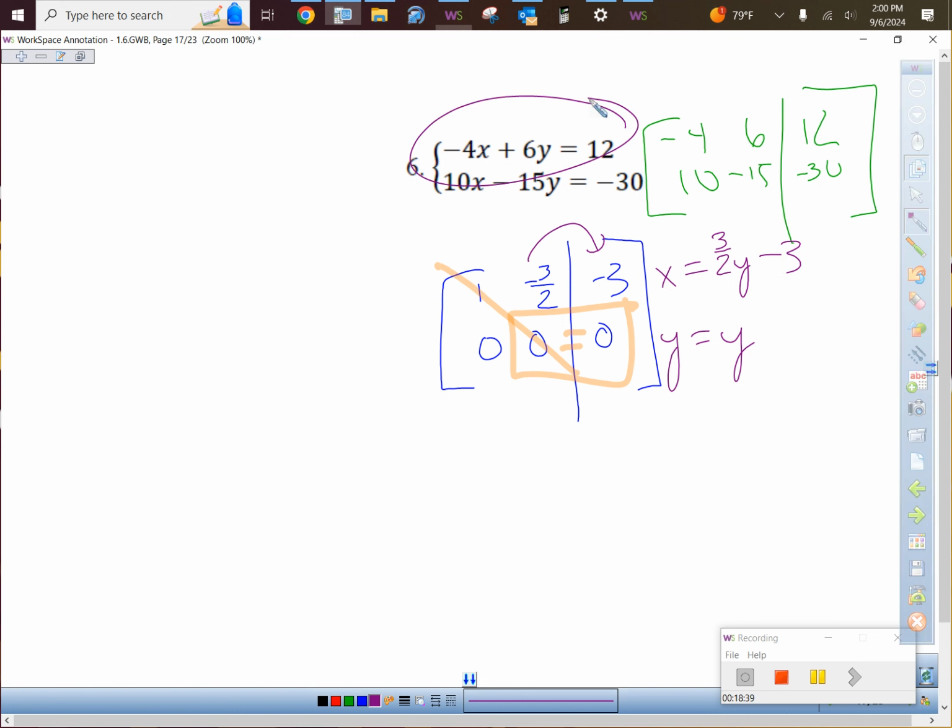Infinite solutions in the form of (3/2 y minus 3, y). You could also literally solve one of those for y and write it the other way around, but that's just what happens. Hey, that was just a nice refresher. Now let's get to the story problems.